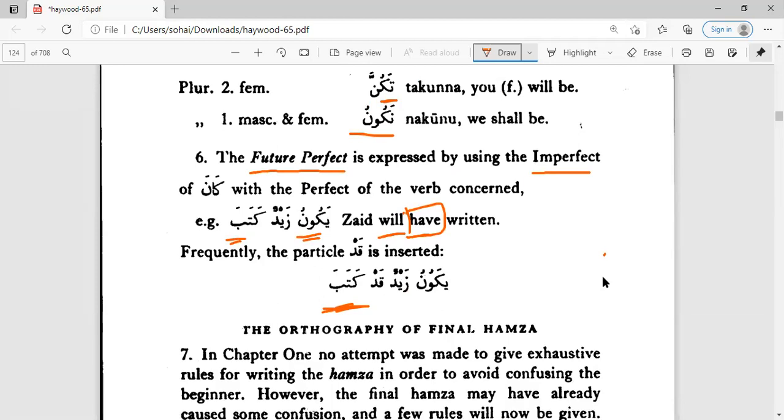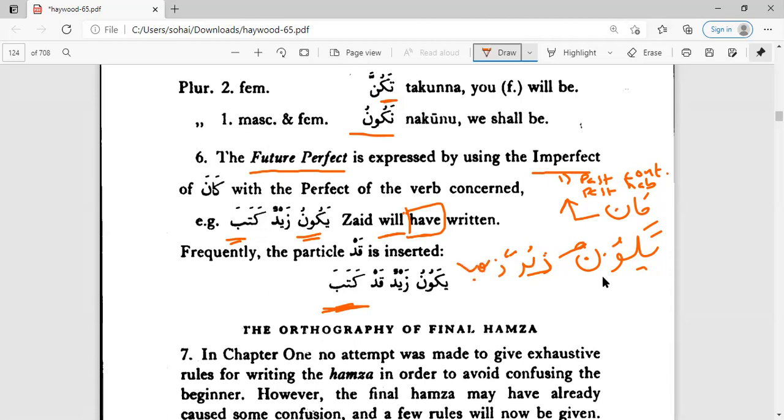Future perfect. So when do we use kana or kana yakunu? We use it in two instances. What are the two instances? We use kana with the imperfect verb when we are talking about, number one, either past continuous or past habitual. Then we use yakunu with the perfect. So yakunu, Zaidun dhahaba, for example. This is for future perfect.